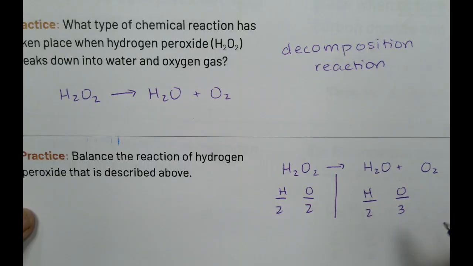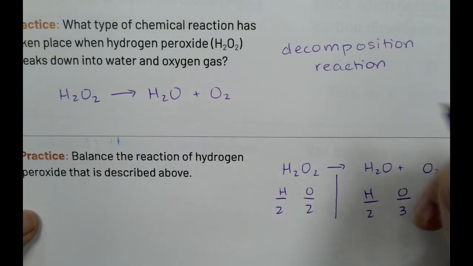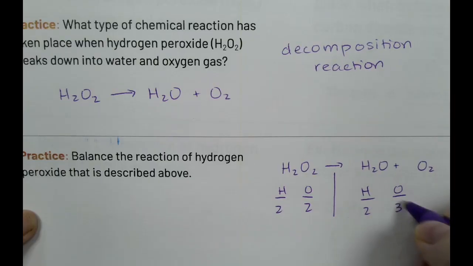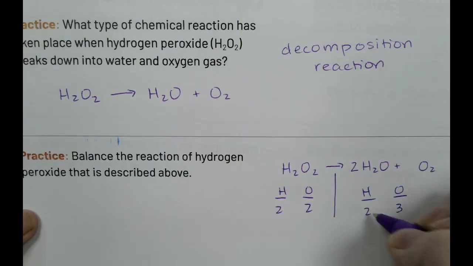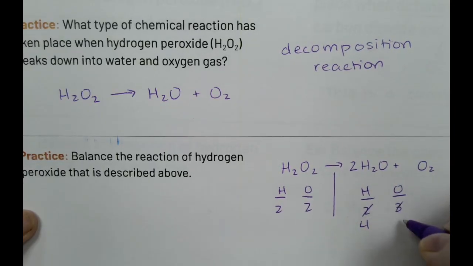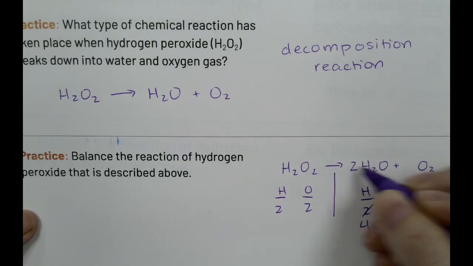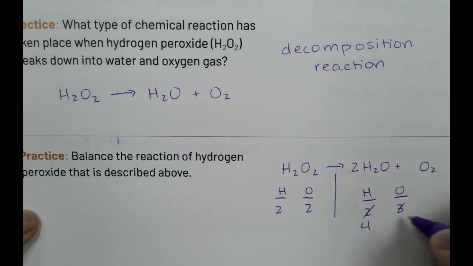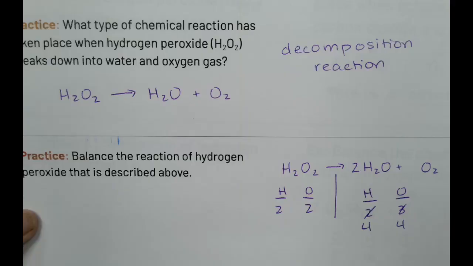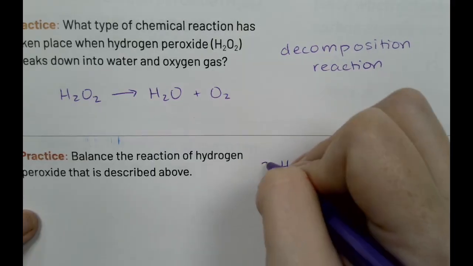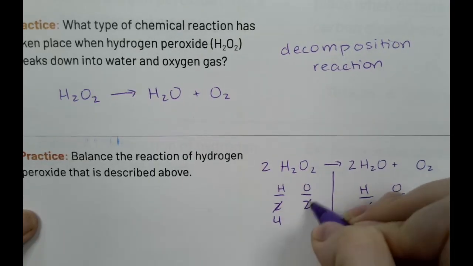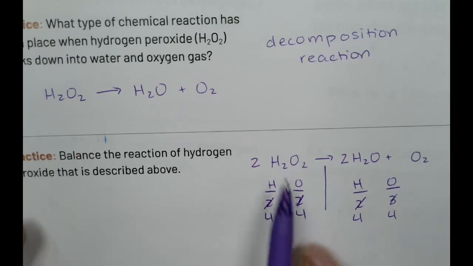Well, first things first, I want a nice round number of oxygens, so I'm going to put a 2 right here. That makes this 4 hydrogens, and that makes this 2 oxygens plus another 2 over here. It's going to be 4 oxygens. 4 and 4, 2 and 2. If I put a 2 over here, now we've got 4 of each of those. That's kind of a tricky one, but there it is.